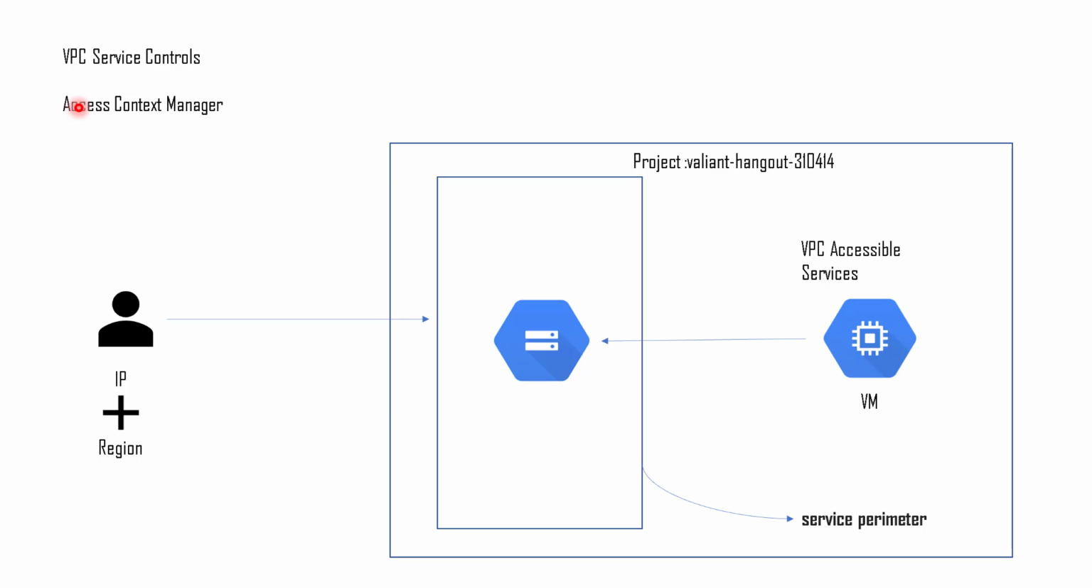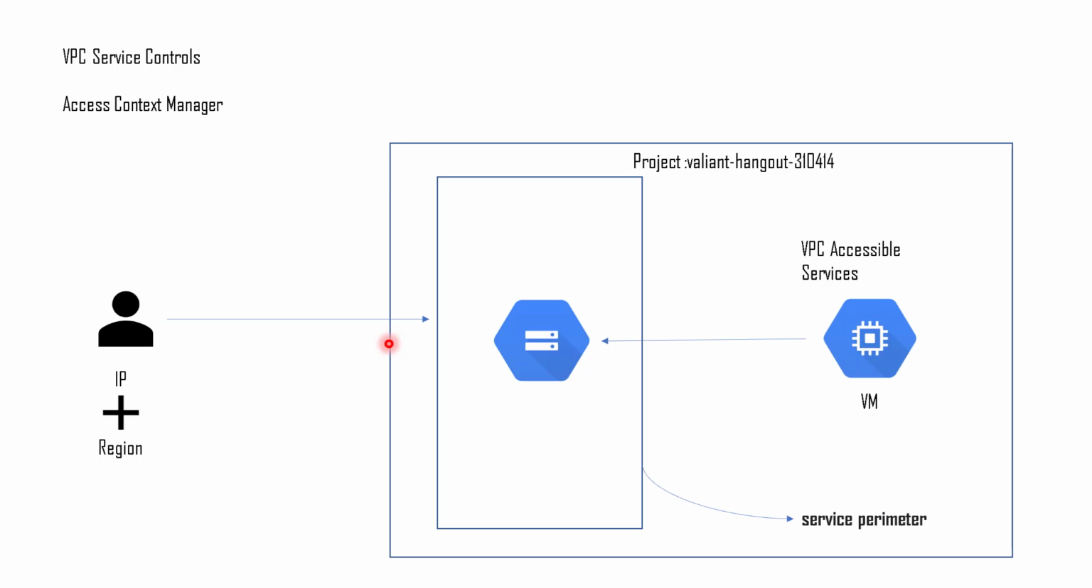Okay, so welcome to another chapter of VPC service controls. In this particular chapter, we'll talk about Access Context Manager. So what have we done till now? Till now, we've created a cloud storage API within a service perimeter. And we've also used our VPC accessible service, which enables a virtual machine within the same project to connect to our cloud storage. But currently, if you're trying to access this cloud storage API from outside this particular project, we are not able to do so.